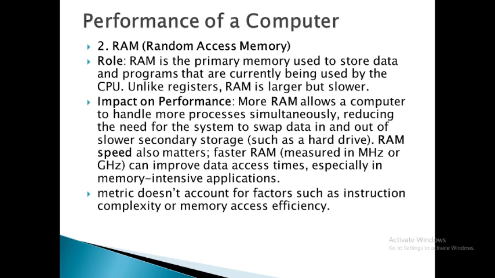Another factor that determines the performance of a computer is the random access memory, which is used to store data and programs which are currently being used by the CPU. More RAM allows the computer to handle more processes simultaneously, and hence reducing the need for the system to swap data in and out of slower secondary storage devices.